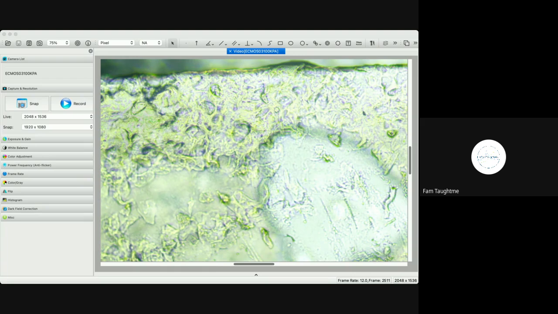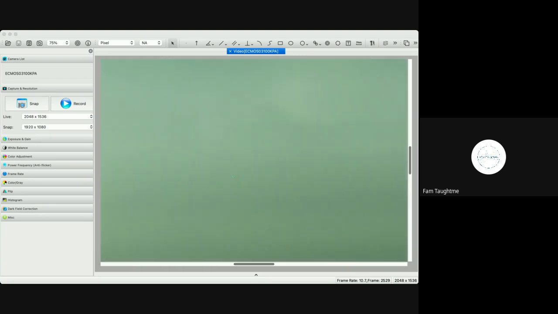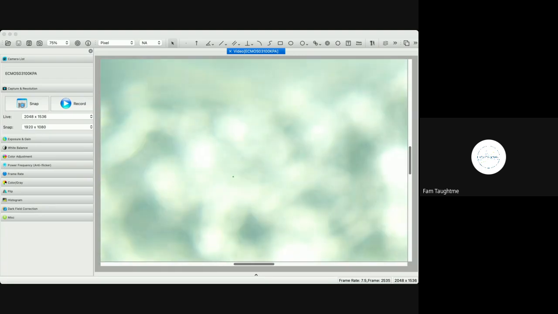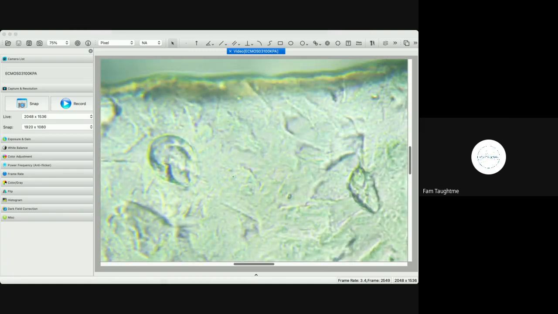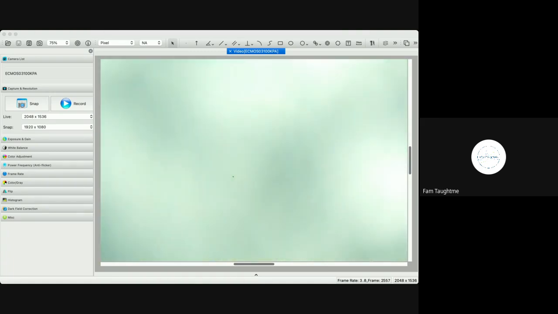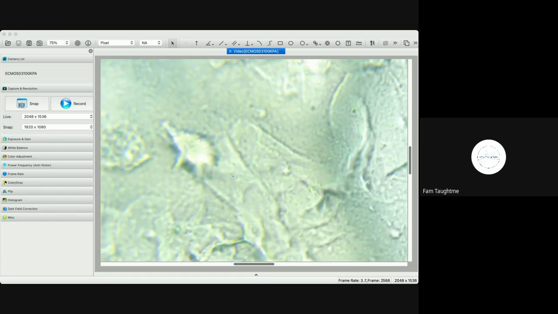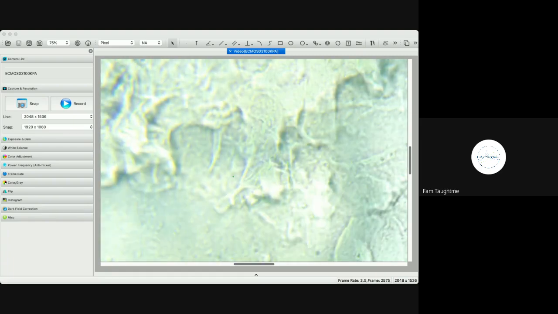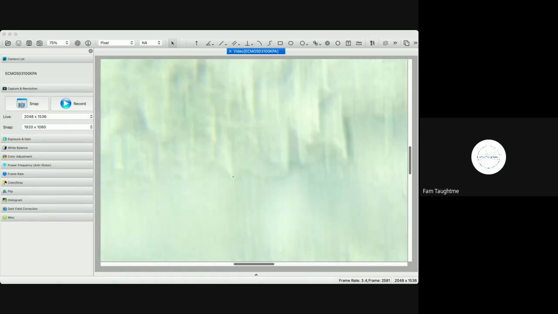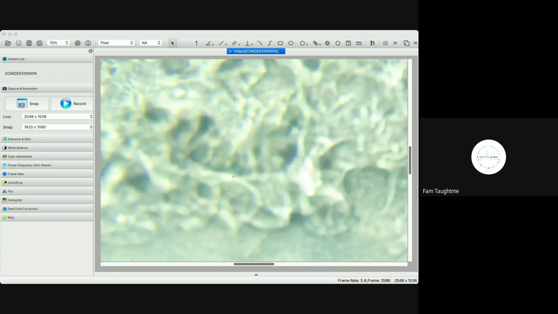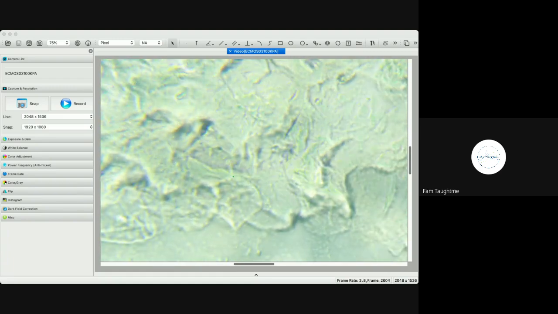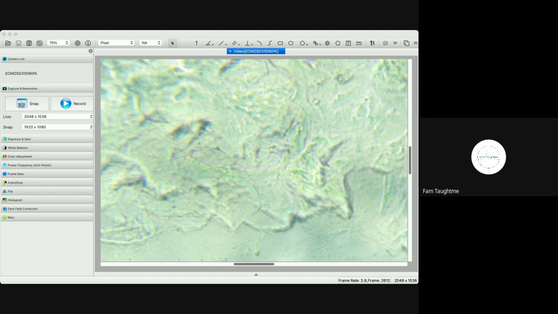And let me see if I go up in magnification here. We can see it's even more intricate. You can see a little bit more of its 3D nature this way. Does anyone have any questions? I'll check the chat.